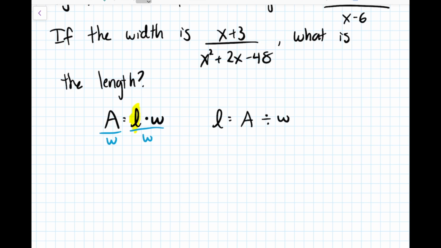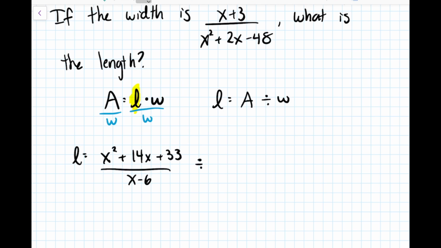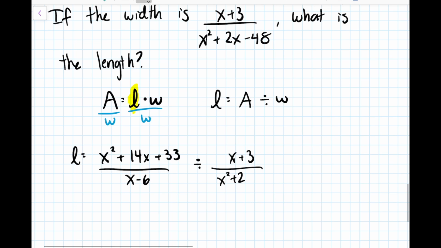You can write it as a fraction, but it's going to be easier to write it as a division like this. So we've got L equals our area, which was x squared plus 14x plus 33 over x minus 6, divided by our width, which was x plus 3 over x squared plus 2x minus 48. And so now it's just a division question. There's not a whole lot to this one.